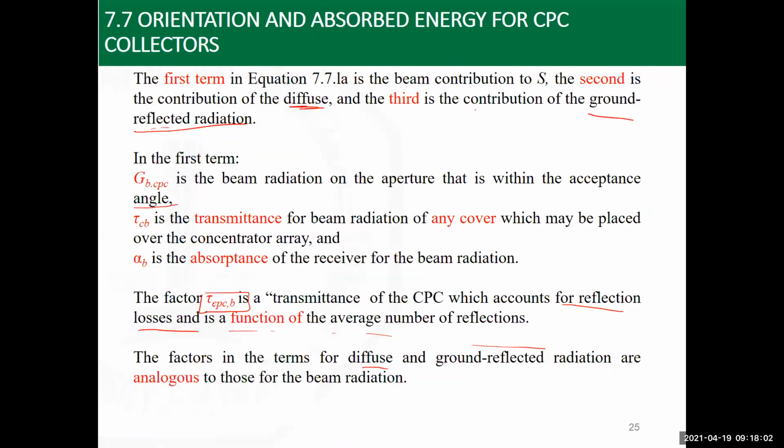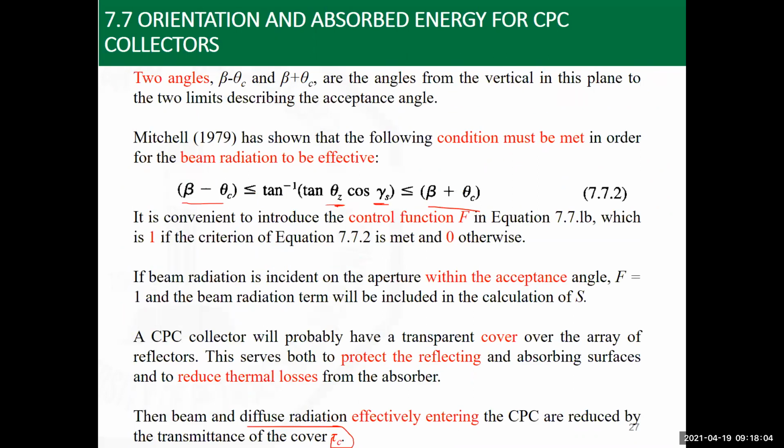F can be equal to 0 or equal to 1 based on a criterion which is given here. In order to know that, we have to determine the value of theta z and the value of gamma s. So we are going back again to the information that we studied in chapter 1 for the determination of these angles.